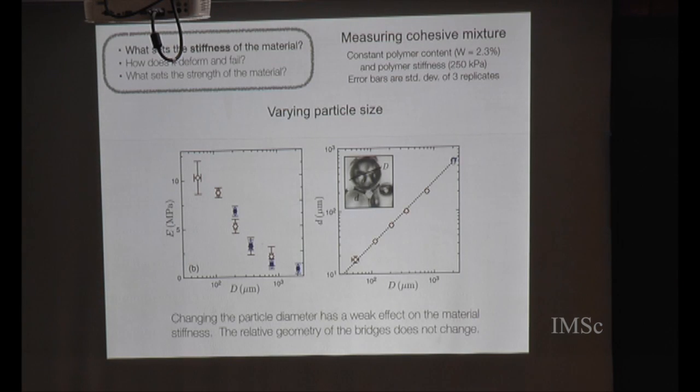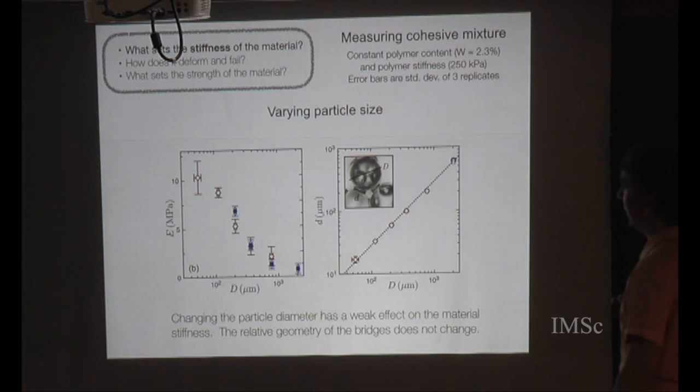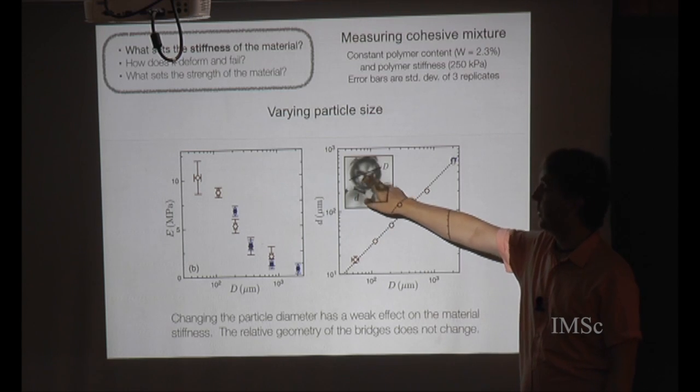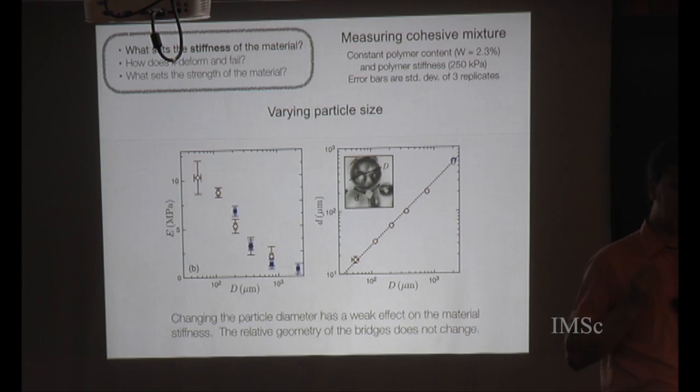And we'll come back to that later. What this weak change implies is there is actually an additional length scale in the problem. And from this observation, we suggest that there's a small gap between the particles, 1 or 2 microns, which is actually strongly influencing the elastic response.